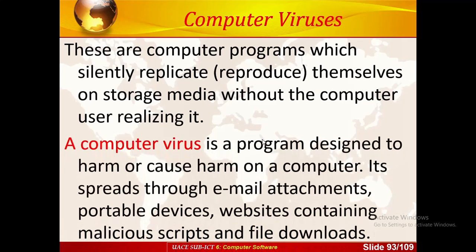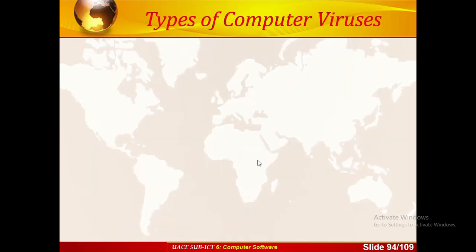A computer virus is a program designed to cause harm on a computer. It is spread through email attachments, portable devices, websites containing malicious scripts, and file downloads. Actually, it attaches itself to most of the files inside a machine, a computer or a phone. This is very dangerous.